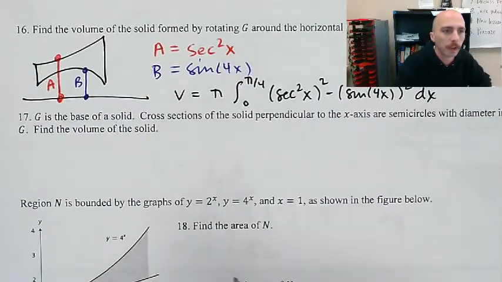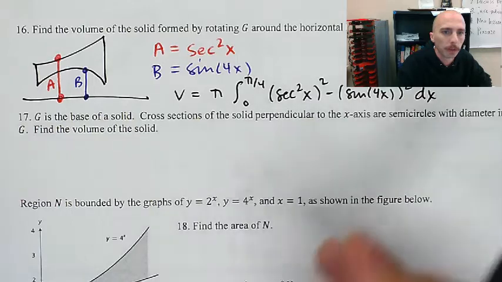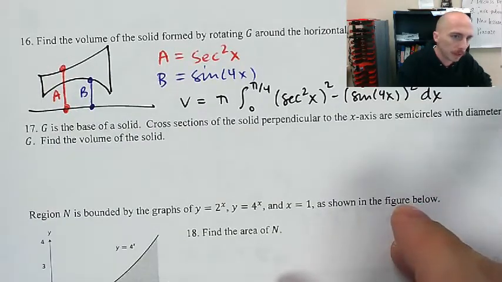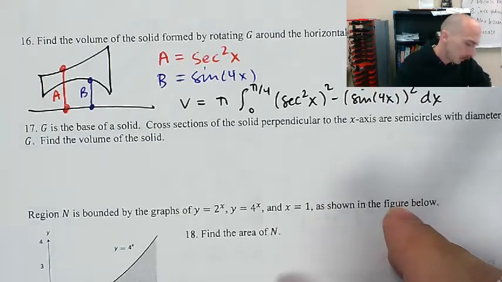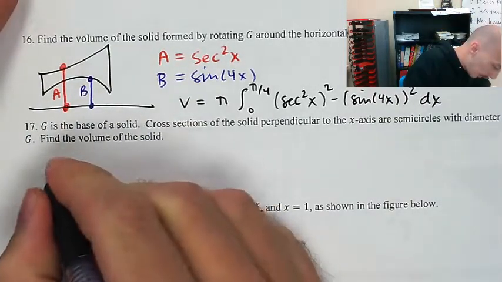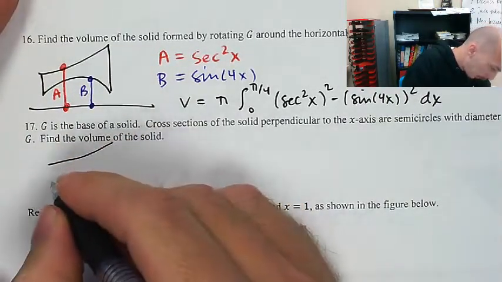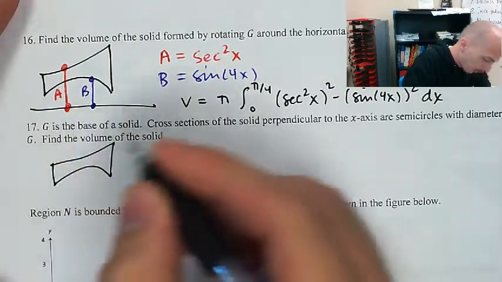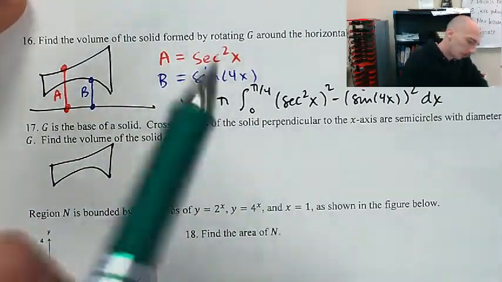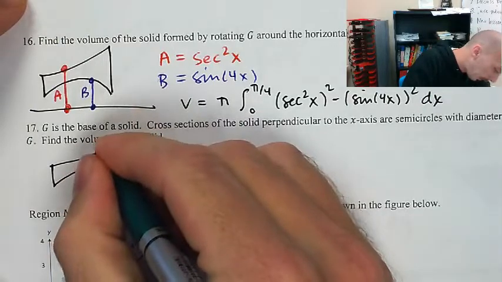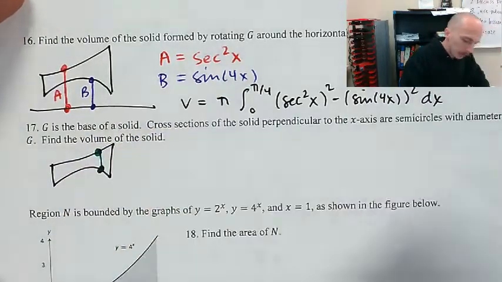Okay, G is the base of a solid. Cross-sections of the solid perpendicular to the x-axis are semicircles with diameter in region G. Find the volume of the solid. Okay, so I'm going to do the same thing. I'm going to draw my replica. Cross-sections perpendicular to the x-axis, I draw one of those.